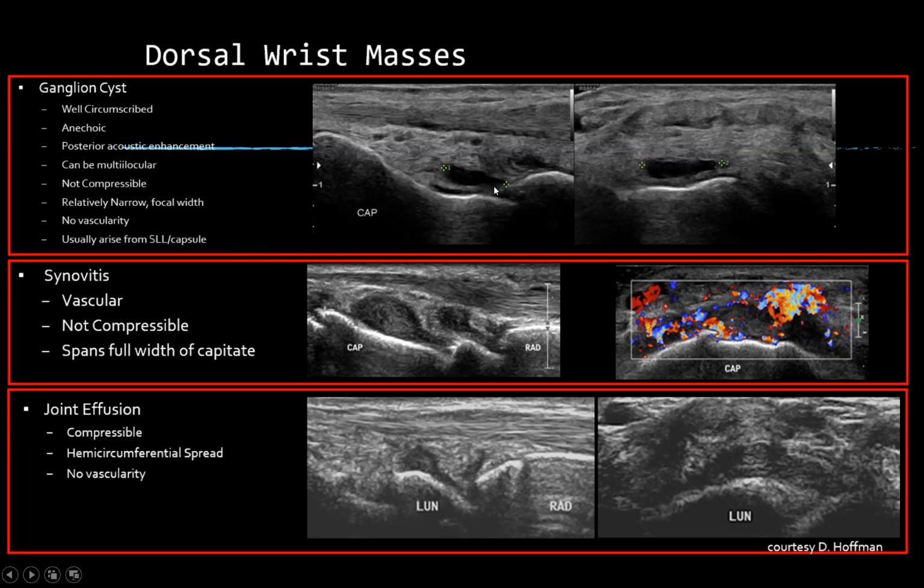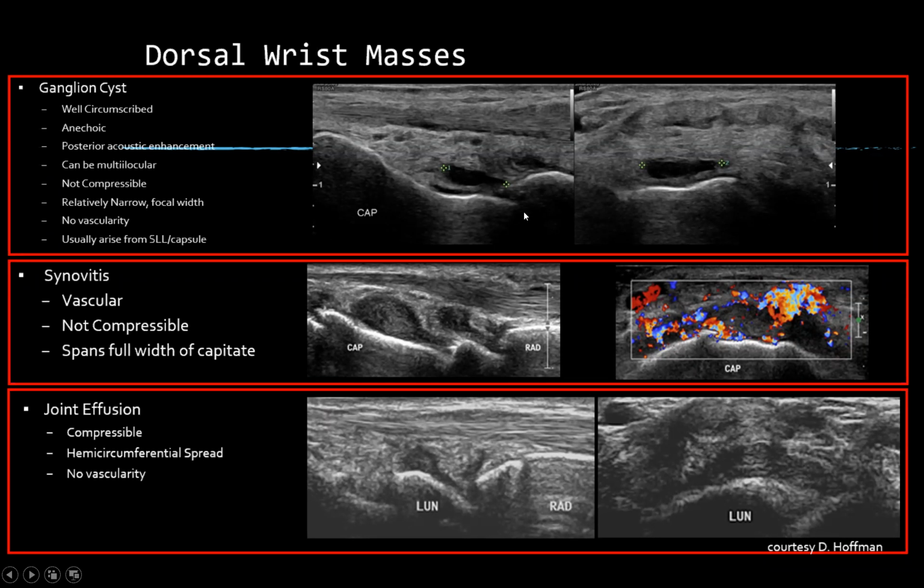These can be multilocular. Ours isn't. Ours would be considered a simple cyst. Ganglion cysts are not compressible, and that surprises patients. They will think that it's bone because it feels so firm, but ganglion cysts are filled with a thick mucinous fluid that doesn't compress, and that is a distinguishing feature to differentiate ganglion cysts from joint effusions.